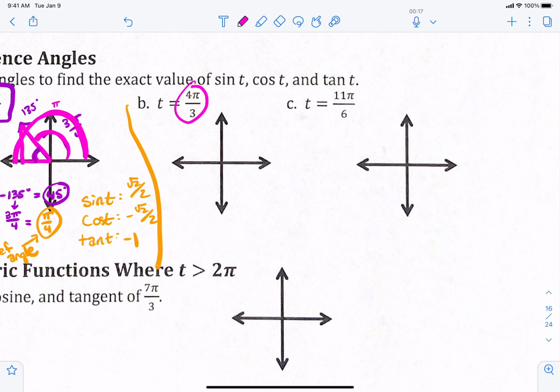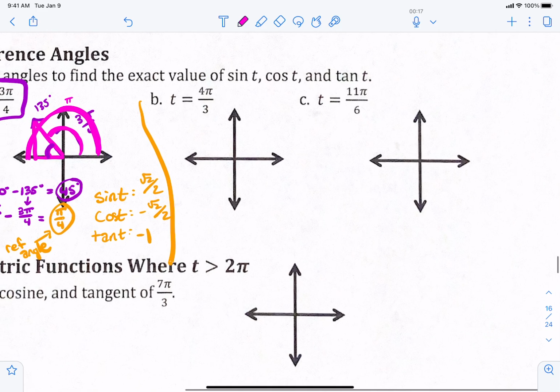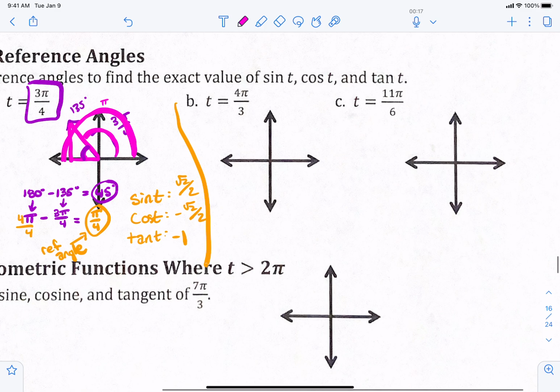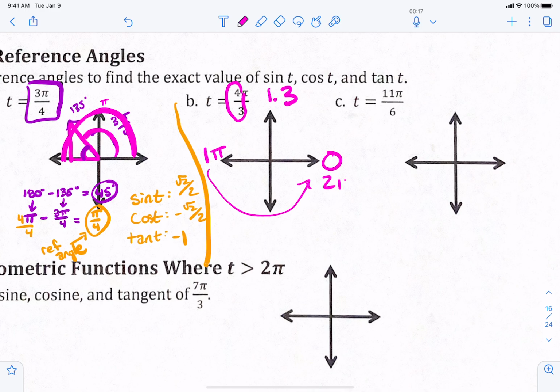3. Okay, let's say you don't have your unit circle handy, and I'm going to show you how easy this is. 4 pi over 3, ignore the pi. 4 over 3 as a decimal is 1.3 repeating. Here is where 0 lives. 1 pi lives here, and then we go back around and it's 2 pi over here. So 0, 1 pi, 2 pi. Where is 1.3 going to live?